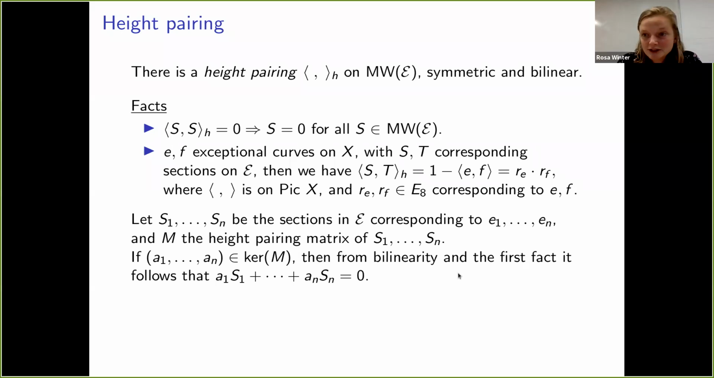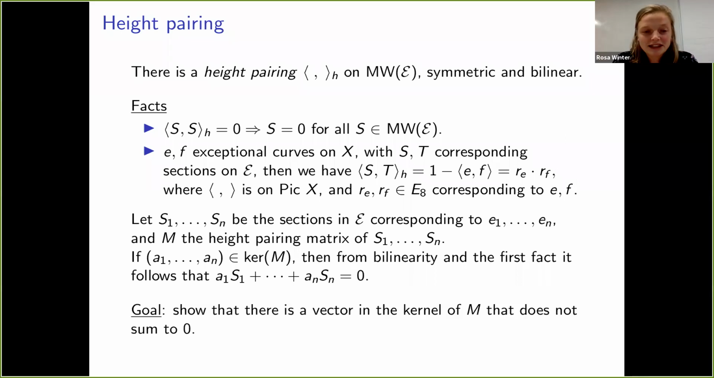So this looks a lot like what we want. And as I said before, we want exactly to find such A1 to An that don't sum up to 0, right? Because then if you specialize this to the fiber of P, since they all go through the point P, this would just mean that the sum of all the AIs times P is 0, but we wanted that sum to be non-zero. So the goal is to show that there's a vector in the kernel of M that does not sum to 0, and then we're done.